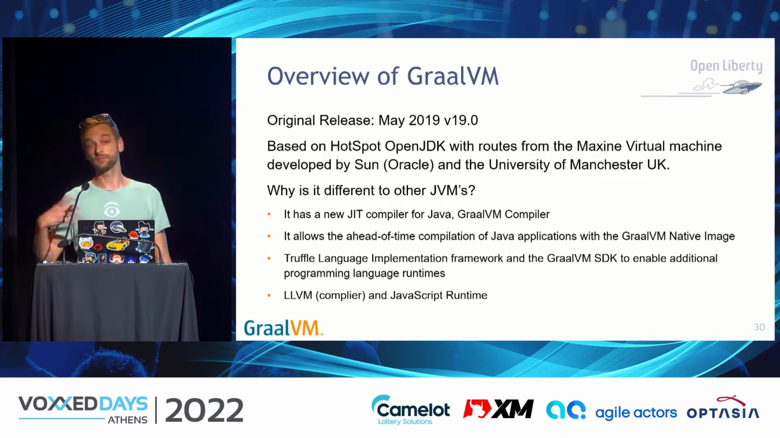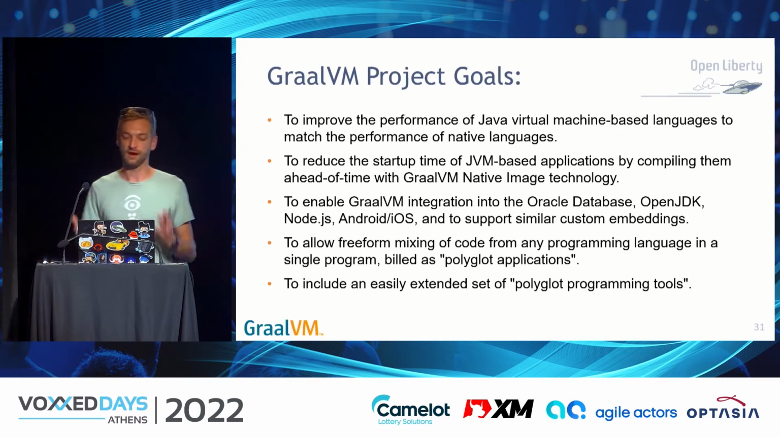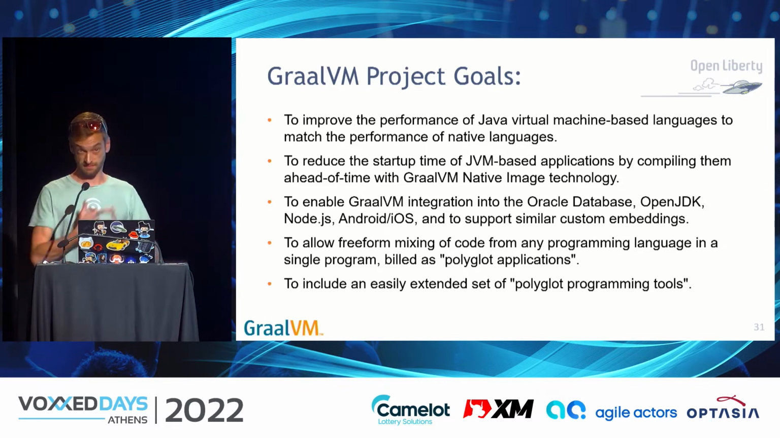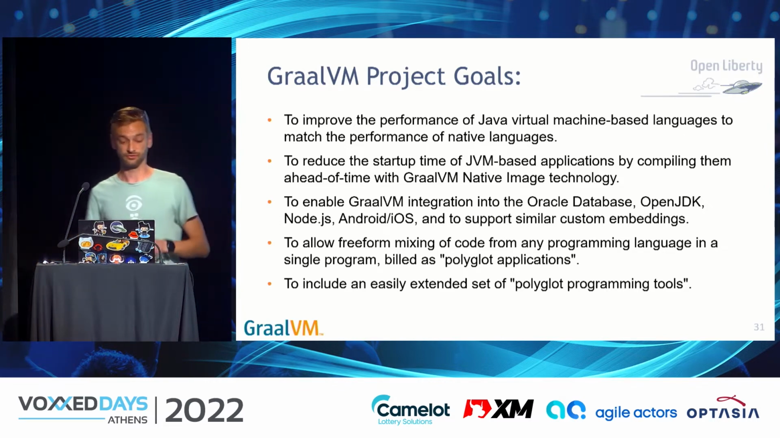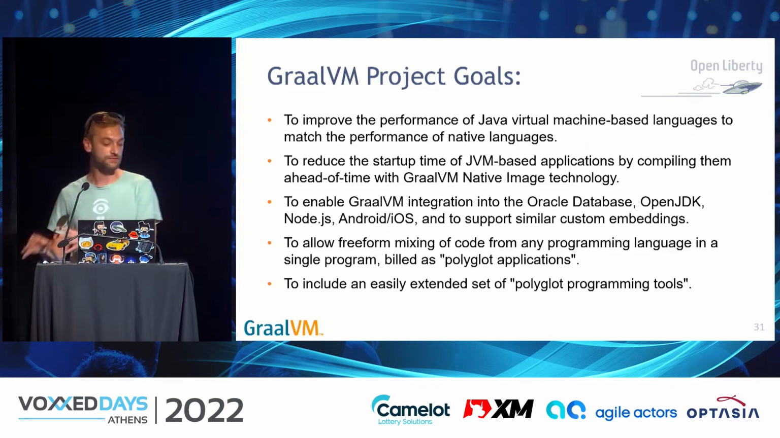It allows ahead-of-time compilation of your Java applications, and it basically has Truffle language support, so it means it supports lots of different languages. And it's got an LLVM compiler, and it's also a JavaScript runtime, which is awesome. So the main project goals of GraalVM are to improve the performance of our Java virtual machine-based languages to match native languages. We want to reduce the startup time of JVM-based applications by compiling them ahead of time.